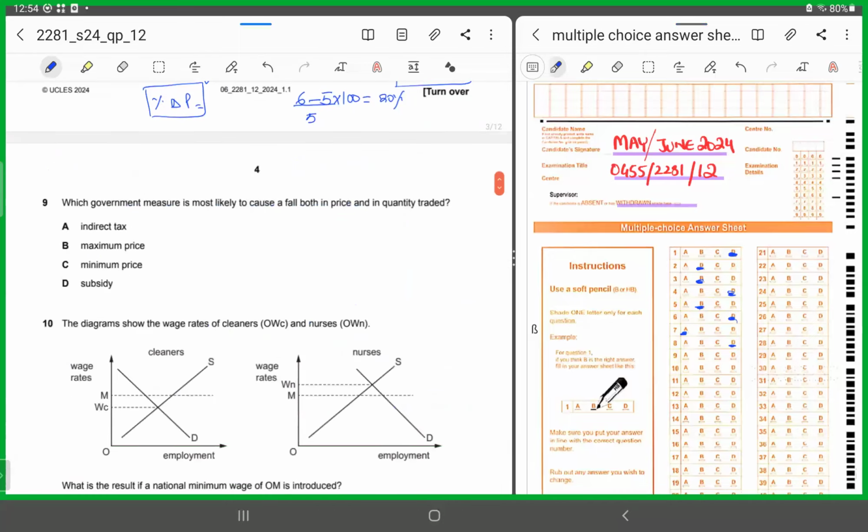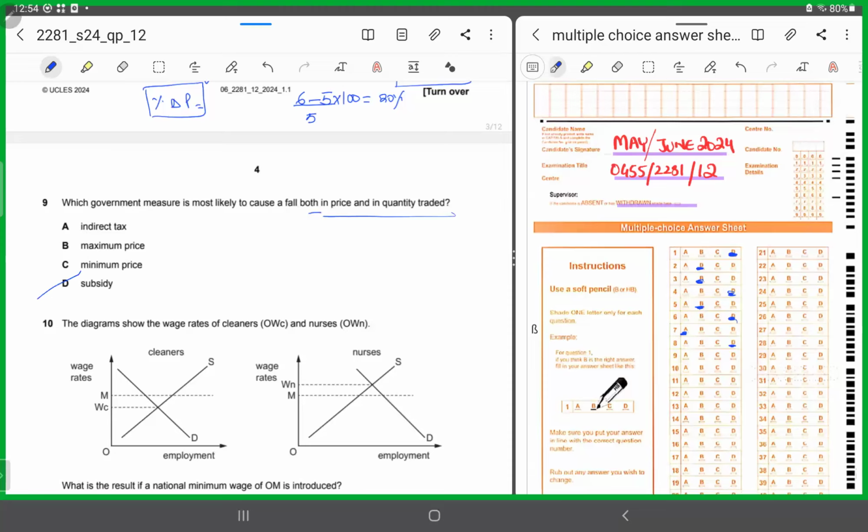Number 9 says, which government measure is most likely to cause a fall both in price and in quantity traded? So now we want a fall in the price and the quantity traded both. Now, which do you think should be the correct response? Now, B says a subsidy. Now, a subsidy will cause a fall in the price, but will cause an increase in the quantity. But here we want a fall in both. So you can chop B off.